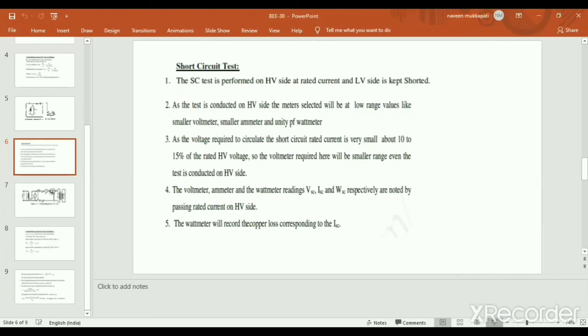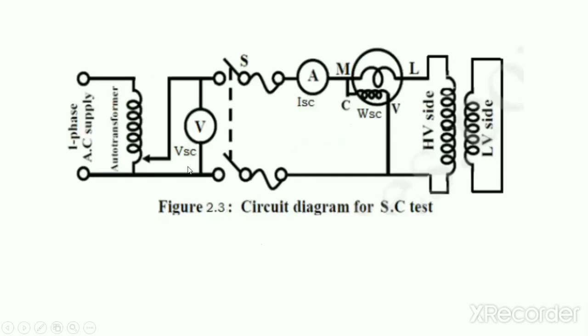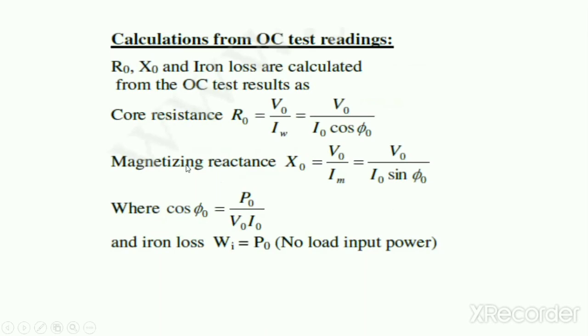That is the purpose of conducting the OC and SC test. By using these formulas, we easily calculate the efficiency and the percentage regulation. By using the open circuit test and short circuit test, we calculate the iron losses and the copper losses, and also we calculate efficiency and voltage regulation and various equivalent circuit parameters.